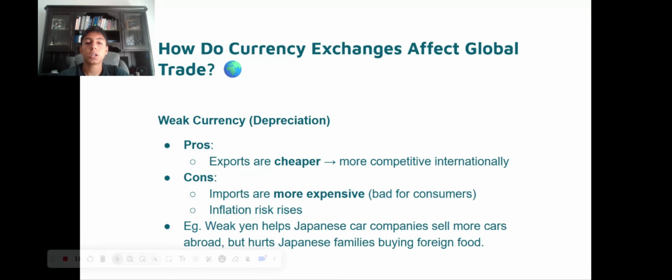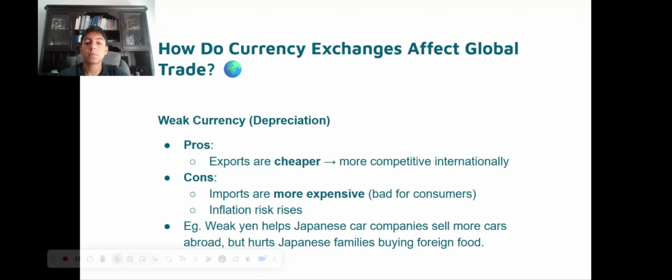Next is weak currency. The pros are exports are cheaper. Local businesses can sell more overseas. It also encourages tourism. Foreigners get more for their money. The cons are imports get expensive. You pay more for oil, iPhones, and foreign groceries. Also, inflation risk rises. An example, a weaker Japanese yen helps Toyota sell more cars abroad, but Japanese families might struggle to afford imported food or electronics since they now cost more in yen.